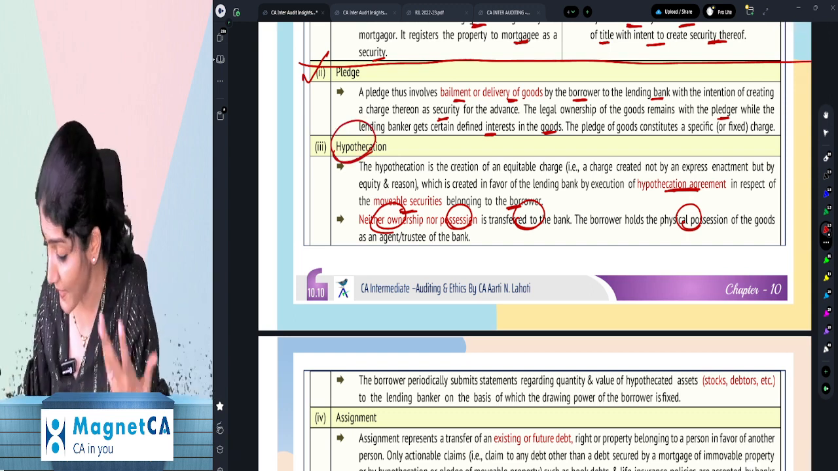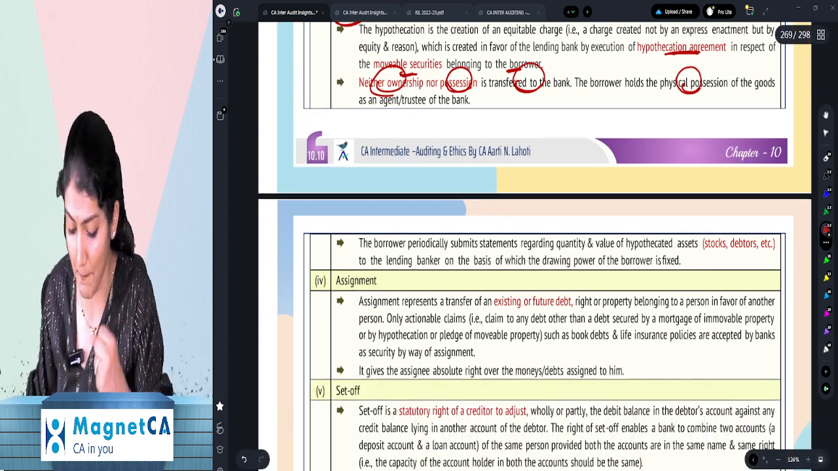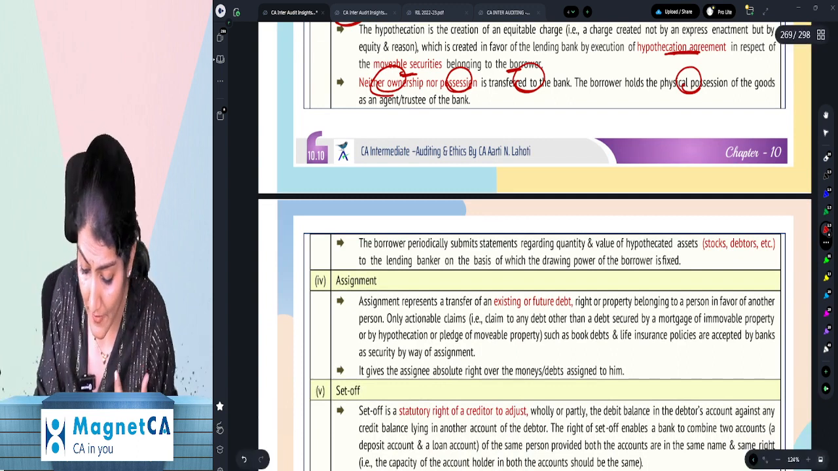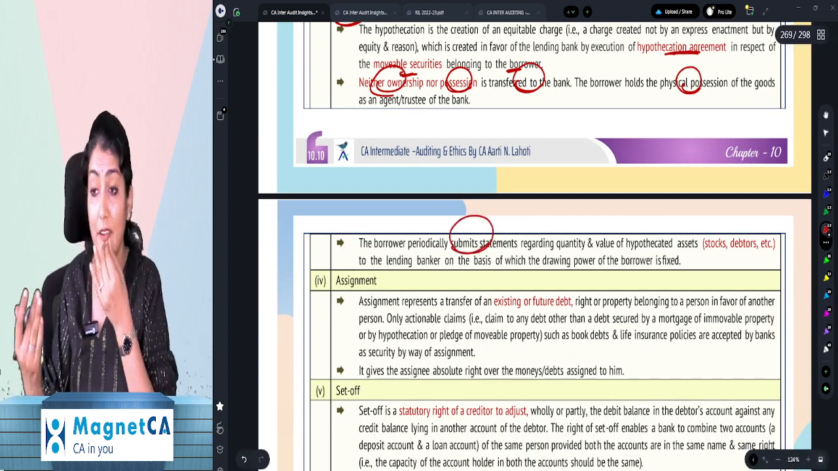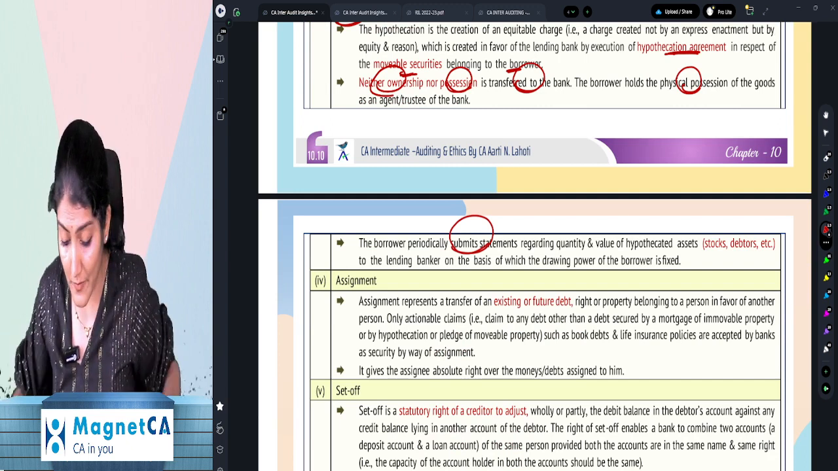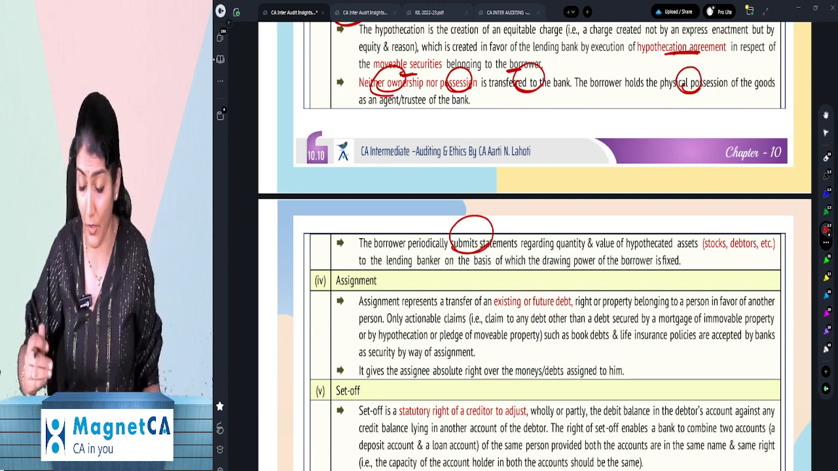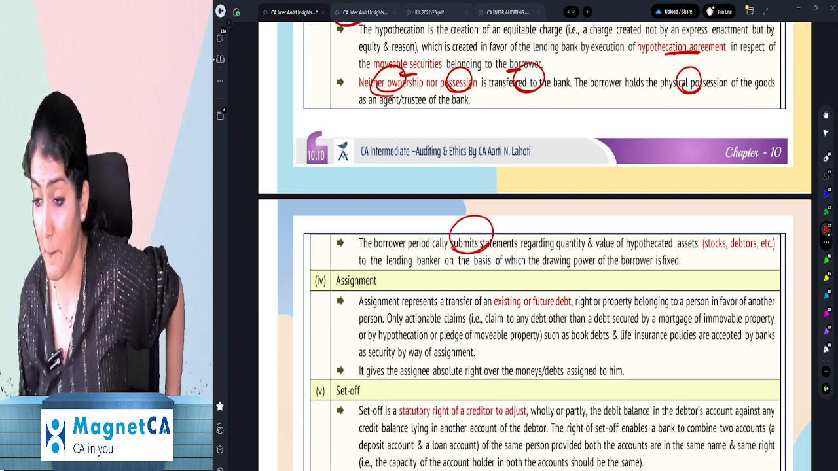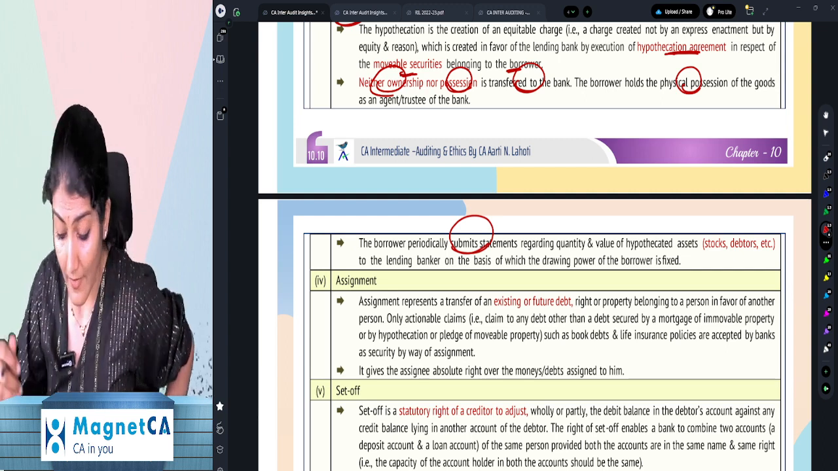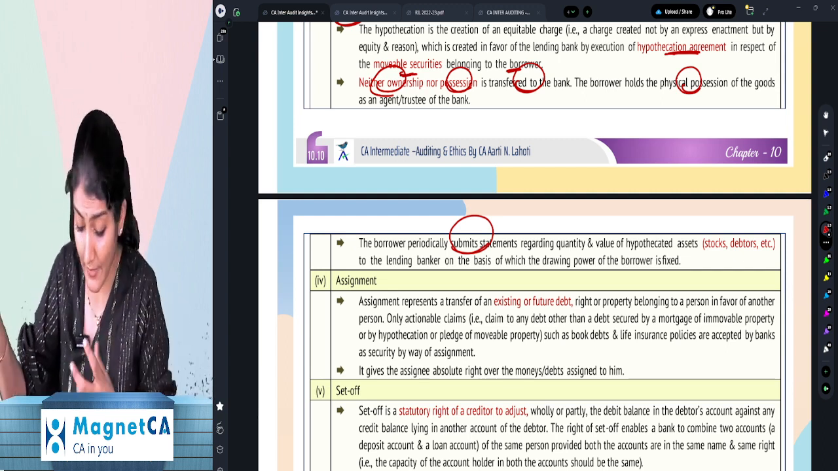You enter into a hypothecation agreement, and periodically you have to submit the statements to the bank, because obviously inventory is not going to remain the same. It will keep on changing. So that is why the periodic statements are required to be submitted to the bank. Then at a future date, what does it say?